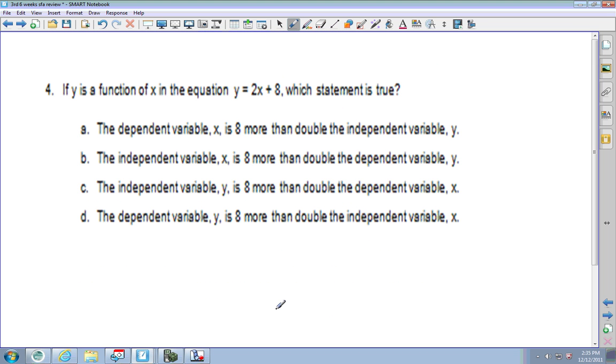Next, it says which statement is true, and we have the function y equals 2x plus 8. The first thing I would do is look at all this information right here about the dependent variable. I know that the independent variable is x, and the dependent is y. The dependent variable x, that is not true. The dependent variable is y. Independent variable x, yes. Independent variable y, no. Dependent variable y, yes, that is correct.